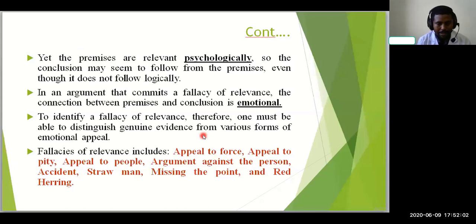So in order to distinguish the fallacy, we must look at the emotional appeals. It is in such situations that we are able to understand the genuineness of the evidence. This is what makes all subcategories of fallacy of relevance common. They use emotional appeal. They use psychology. They use instigation, using value-added words to persuade the listener. So we must look at the genuineness of the evidence.